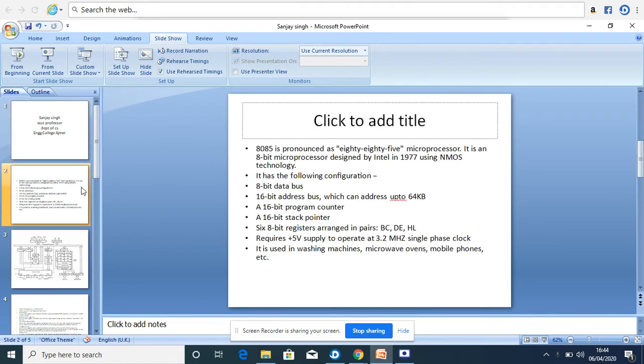Today we will learn the 8085 microprocessor architecture, its functional block diagram, its buses, its registers, etc. As we know, the 8085 microprocessor is an 8-bit processor. It is an 8-bit technology microprocessor designed by Intel in 1977. It has an 8-bit data bus.